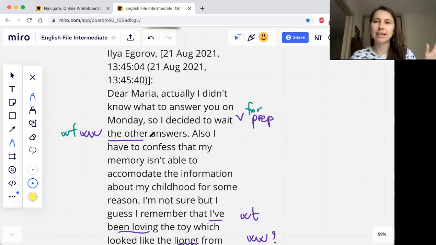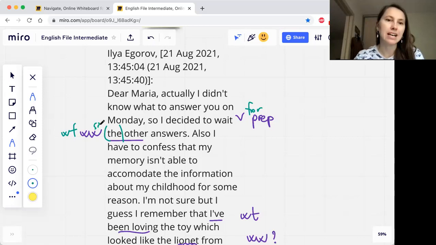But here we don't have any specificity because we don't really know which answers you're going to see in the future. So here, the best way to say this is to wait for other answers. So we just drop the article and it becomes not specific anymore. Another option you can use instead is some other answers. So let's move on.